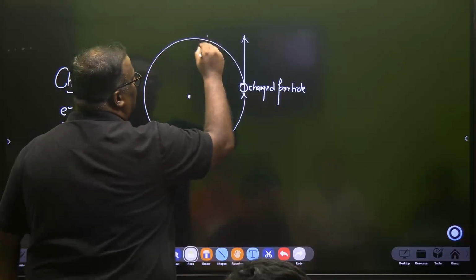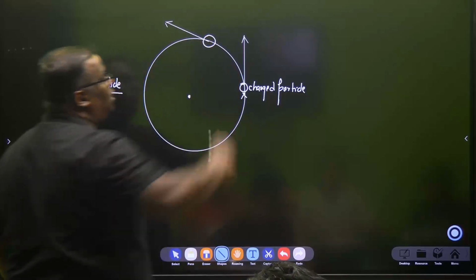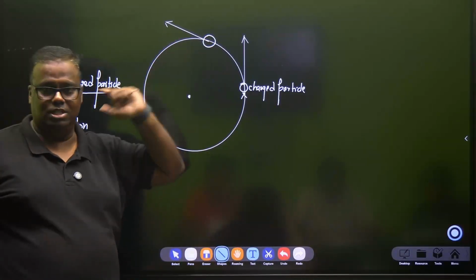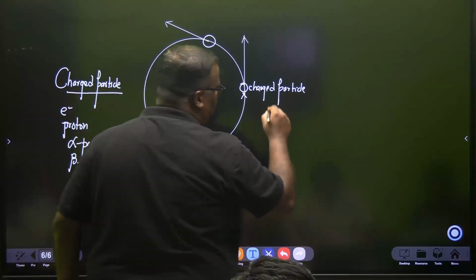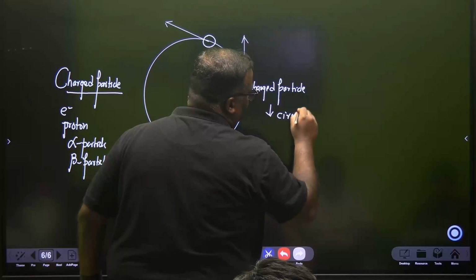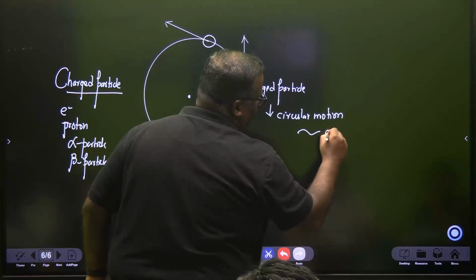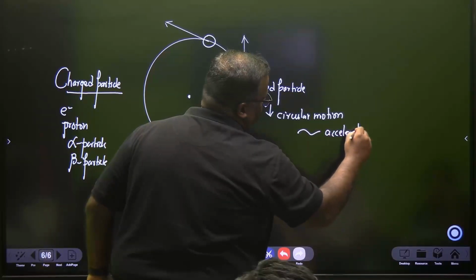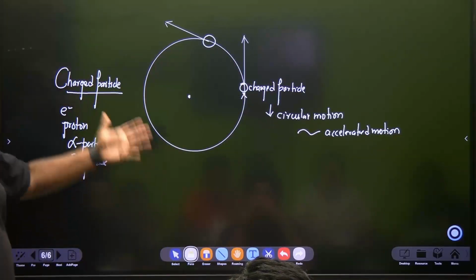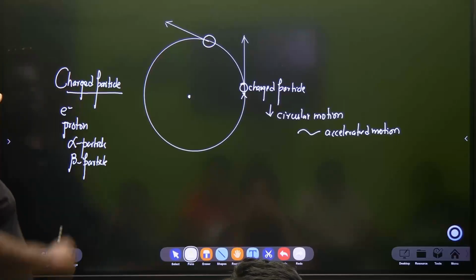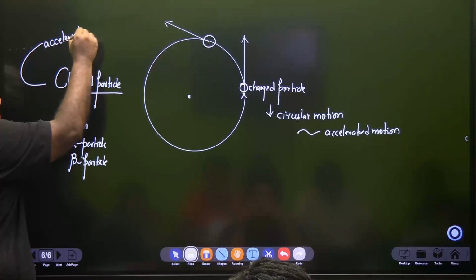After some time the particle will be here, and then what is the direction of velocity? This is the direction of velocity. The magnitude may remain the same, but the direction of velocity is changing. If the direction of velocity is changing, then any charged particle undergoing circular motion can be construed as accelerated motion. Did you understand this much or not? Circular motion is an accelerated motion. Now, if a charged particle is accelerated, this is what happens in your microwave oven.